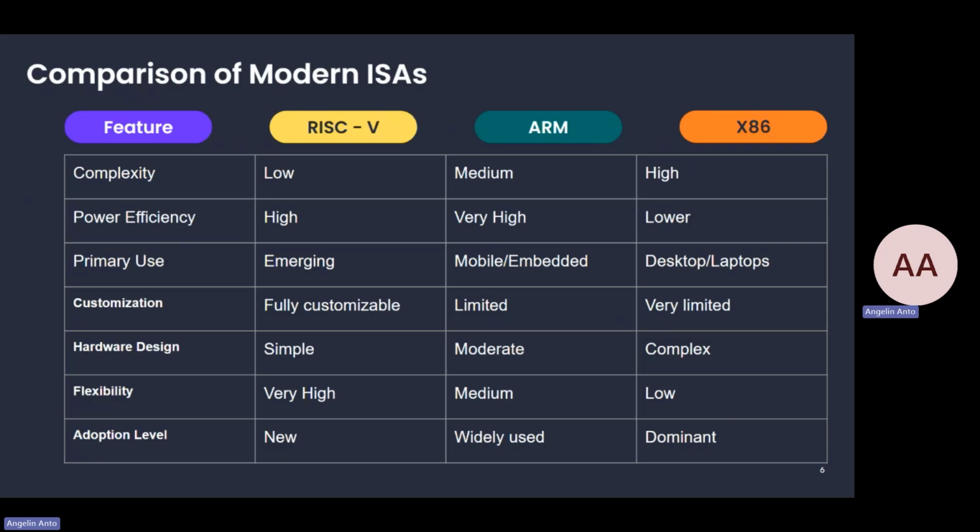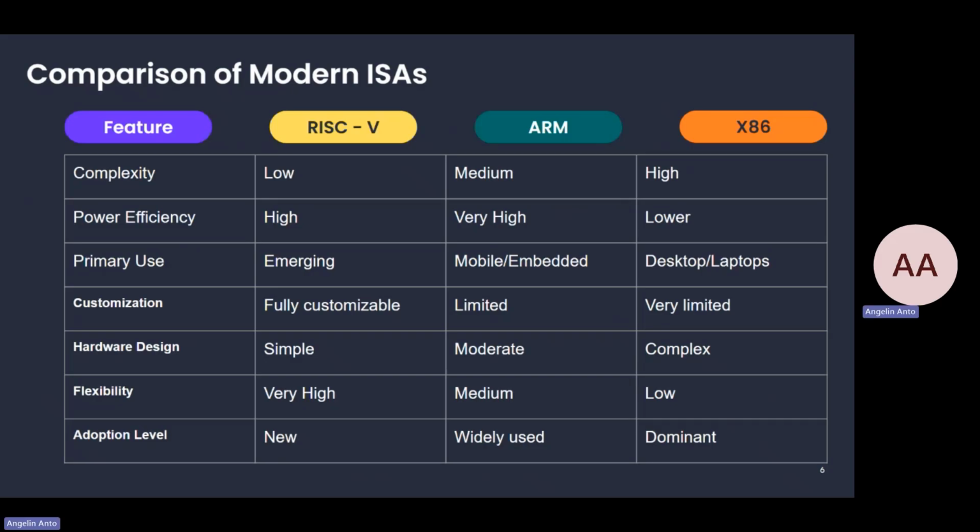So when we compare them overall, based on hardware design and complexity, x86 was the highest complexity because it is a CISC architecture. After that, we had ARM and RISC-V. When we talk about complexity and flexibility, RISC-V is definitely the most customizable. ARM was limited in certain cases. As I mentioned before, you had to pay and get certain permissions. And then x86 was very limited.